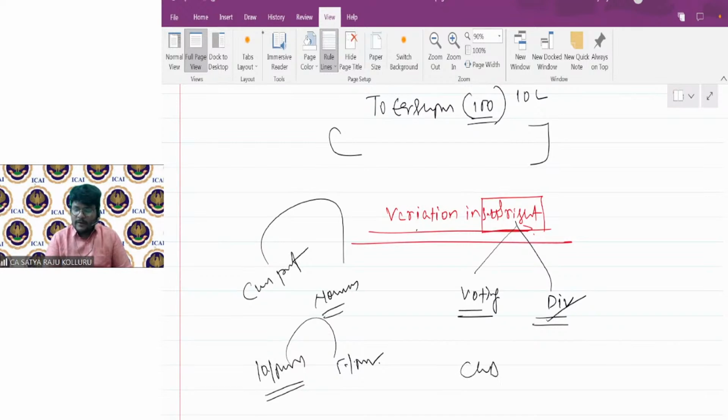Maybe class A equity shares I'm going to convert into class B equity shares, which is a change in voting right only. So something like that, if you are going to change the rights of the existing shareholders due to this internal reconstruction procedure, that particular concept we can term as a variation in shareholders' rights.